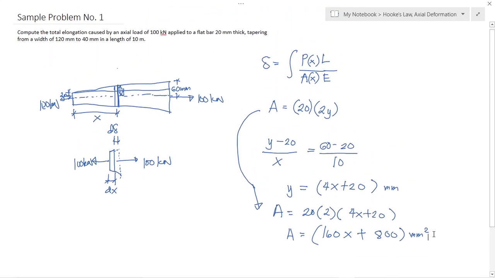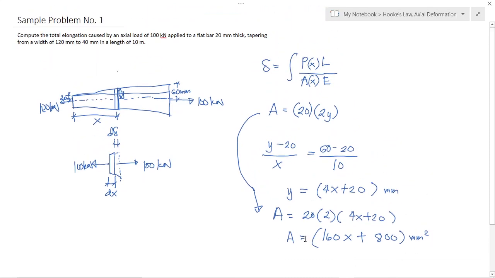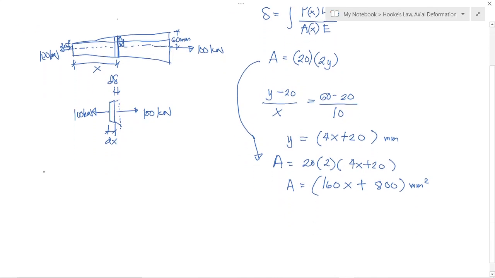Okay, so we already have the value of area. This is what we will replace in the equation. Then, the load we have is 100 kilonewton. Take note, class, this is what you will look at: using this equation, we are considering only the element. Okay, so, therefore, deformation is equivalent to the integral of P, which is 100 kilonewton, or in Newton, equal to 100,000, or 100 times 10 raised to 3.